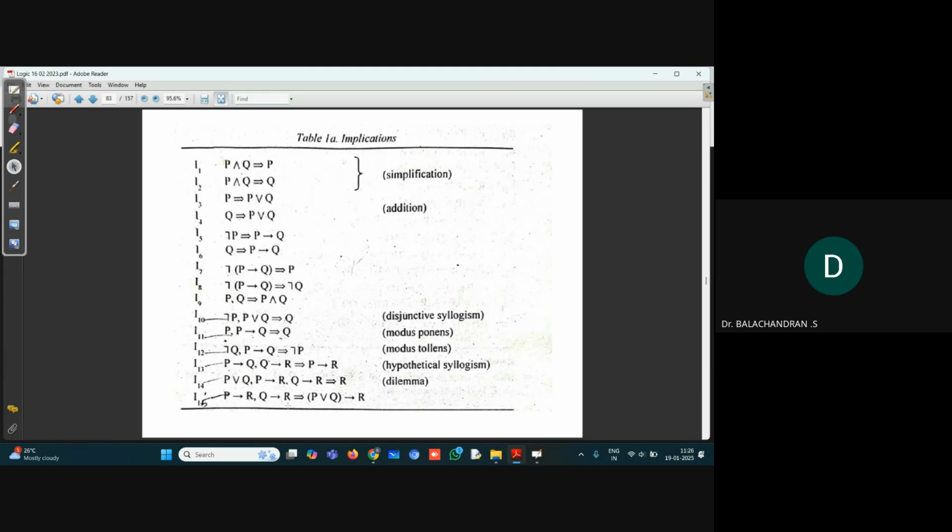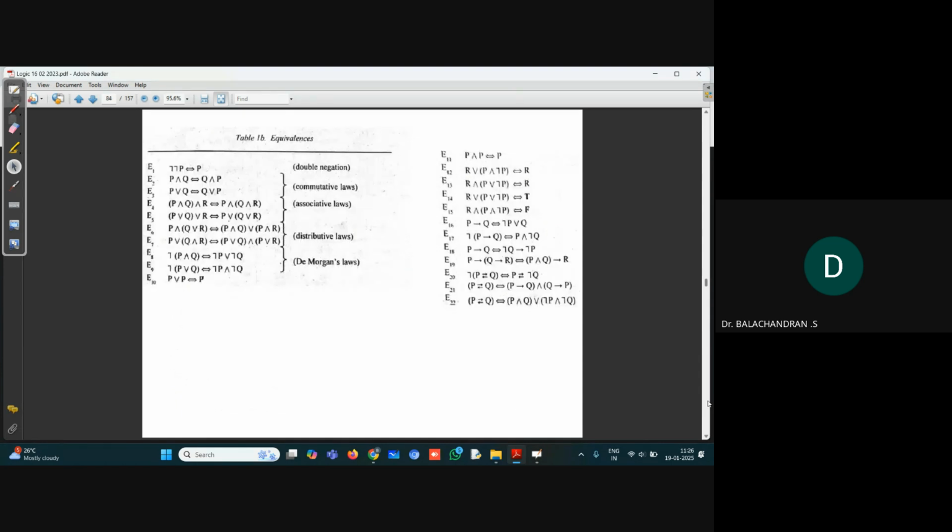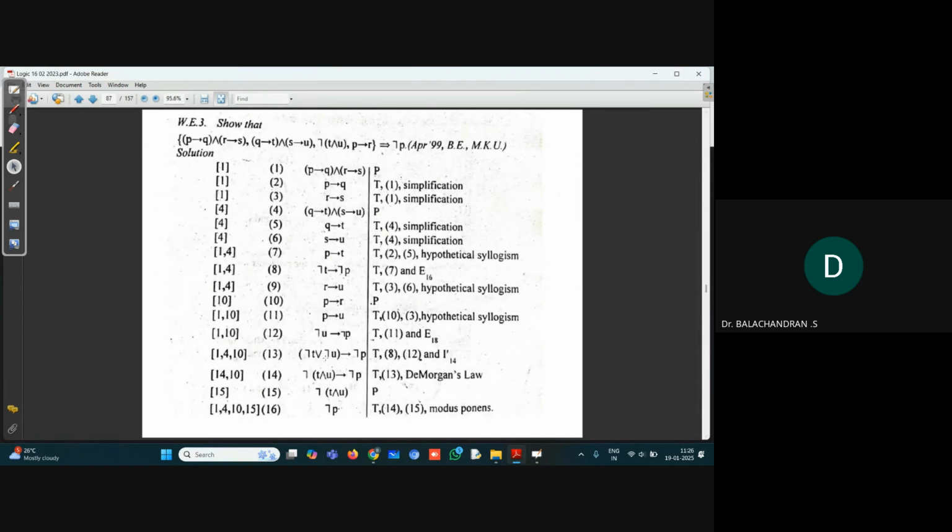So the first one is different. The second one is the same. Then you have P or Q implies R. So I think I am using the same rule here. Okay, 8 and 12. This is P implies R, this is Q implies R, which is equivalent to: P is negation T, so negation T implies R; Q is negation U, so negation U implies R. What is R? R is negation P. Here also negation P. So this is the crucial step.